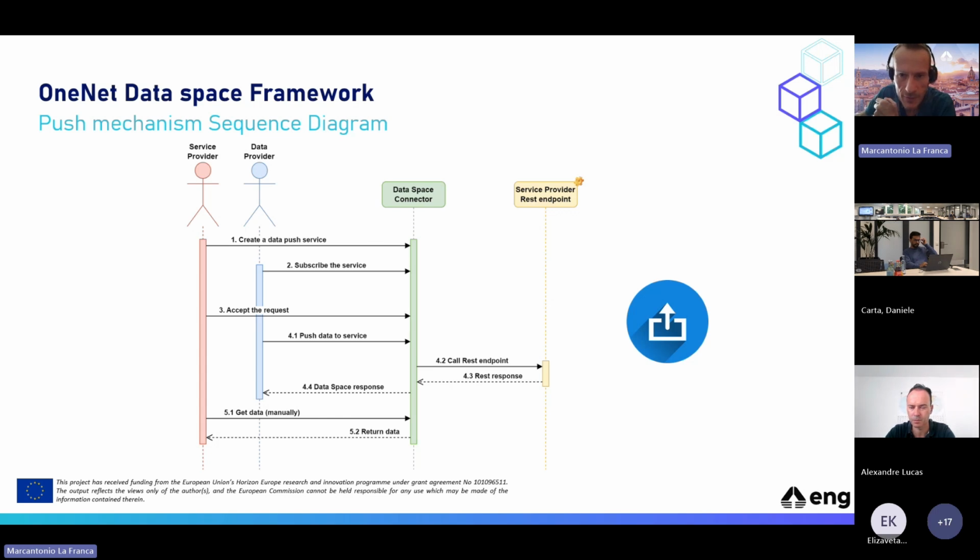In step 5, the service provider receives automatically and in real time the data uploaded by the data provider using the exposed REST API service. And of course, the graphical user interface or the API can be used to access a list of the consumable data and manually download the data file on demand.